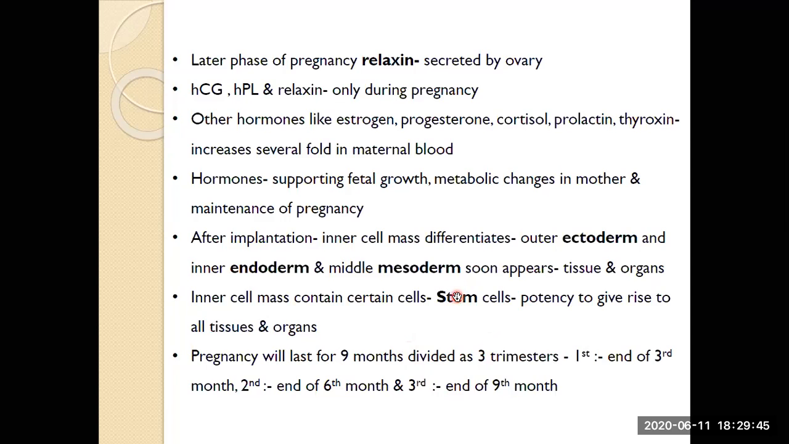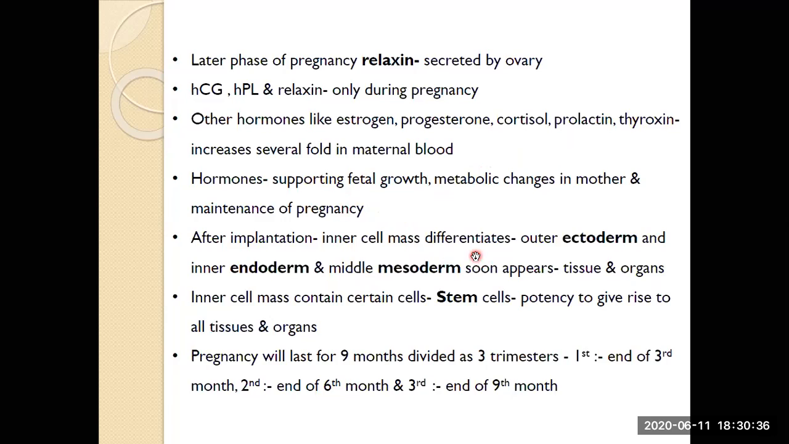As we discussed in the previous class, relaxin is also one of the hormones which is secreted by the ovary during the pregnancy stages only. It is only found in a pregnant female, and HCG, HPL, and relaxin are the only three hormones found only during pregnancy. Other hormones, estrogen, progesterone, cortisol, prolactin, thyroxine, all increase several folds in the pregnant mother, because these hormones are essential to support fetal growth and the metabolic changes that take place in the mother to maintain the pregnancy.